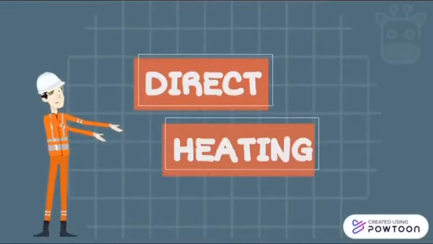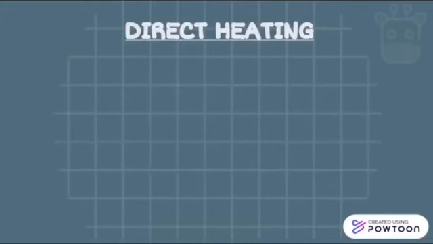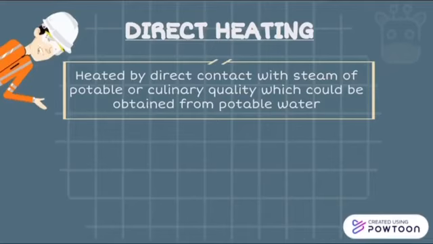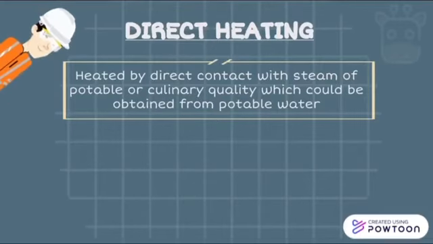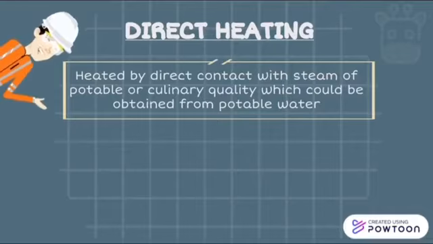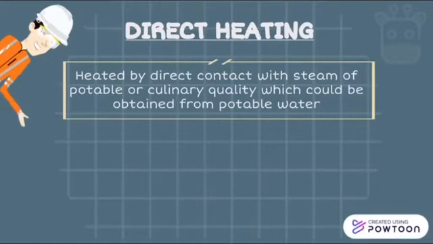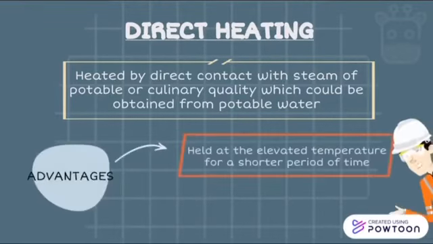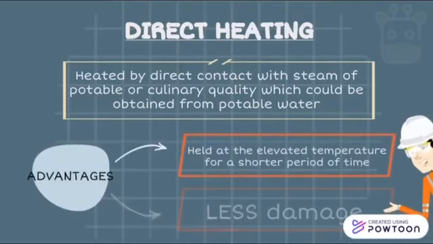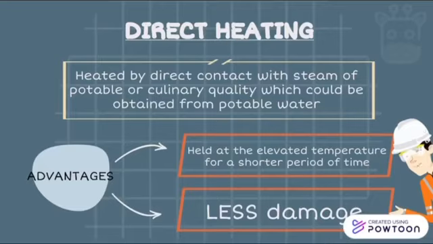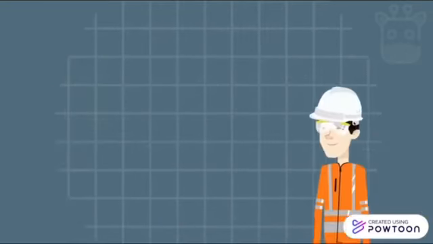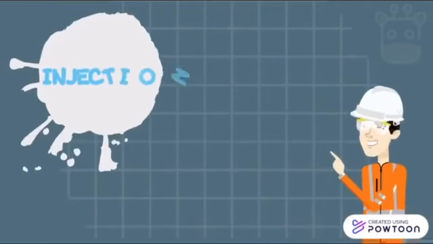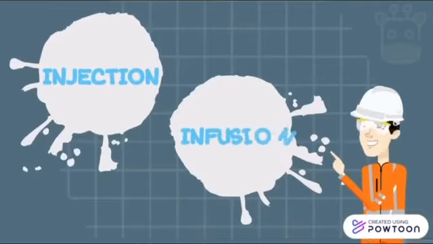Direct heating. Direct heating of milk is heated by direct contact with steam of potable or culinary quality, which could be obtained from potable water. The advantage is it is held at elevated temperature for a shorter period of time. That means less damage. There are two types of direct heating, which are injection and also infusion.